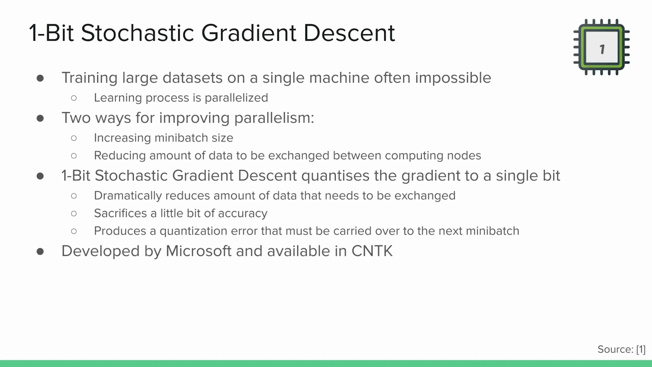This begs the question, if we can go from 32 to 16 or with TPU potentially even to just 8-bit for our gradient or for our tensors, can we reduce it even further? The answer is yes, we can. There is an approach called 1-bit stochastic gradient descent, where we're actually trying to reduce the size to just 1 bit. What happens is that when we're training large data sets on a single machine, that's rarely possible, so we have to parallelize our training.